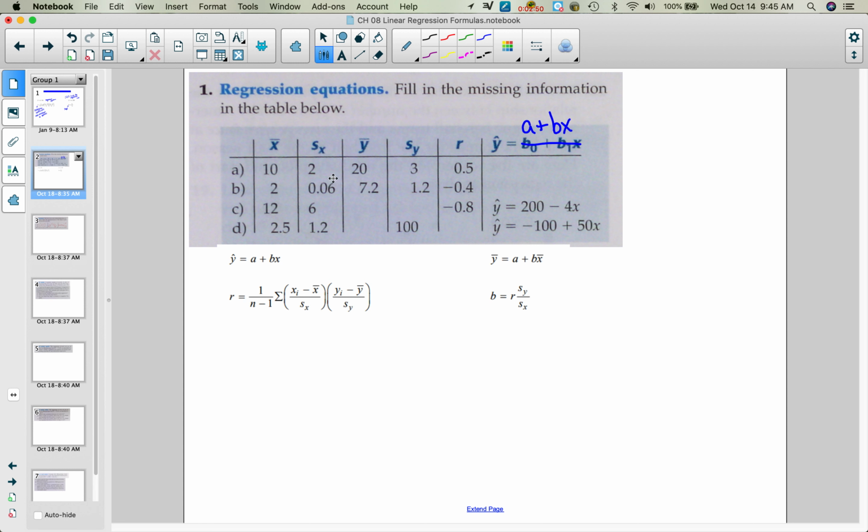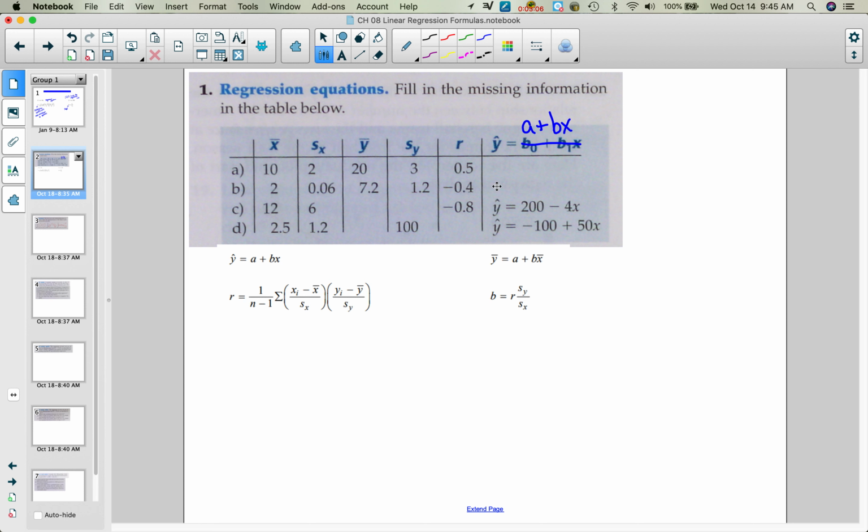So in this particular problem, they tell me the means for both, I have x bar and y bar, I have the standard deviations for both the explanatory and the response, and I have the value of r. So I have to come up with my equation here. Notice that I don't know the slope or the y-intercept, so I have to figure that out. So I'm going to start by figuring out the slope for part A.